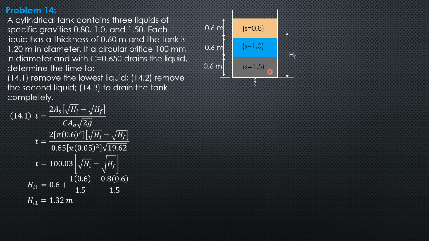So when the lowermost liquid is discharged out, then the final head would be 1.32 minus 0.6. 1.32 initial head minus 0.6 after the lowermost liquid is removed is 0.72. So substitute here. Time is 100.03, quantity square root of 1.32 minus square root of 0.72. So the time to remove the lowermost liquid is 30.05.